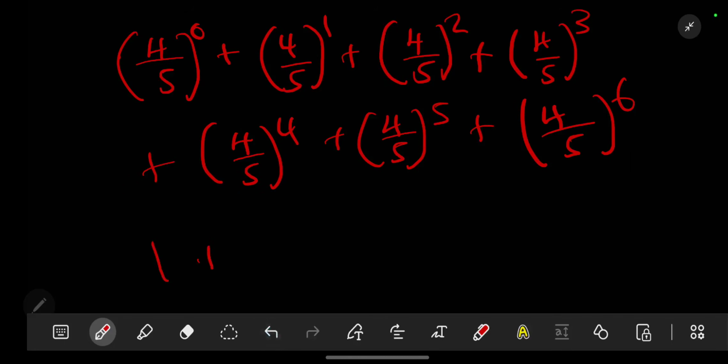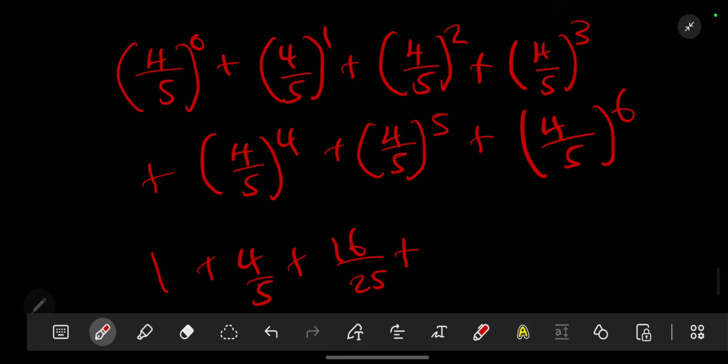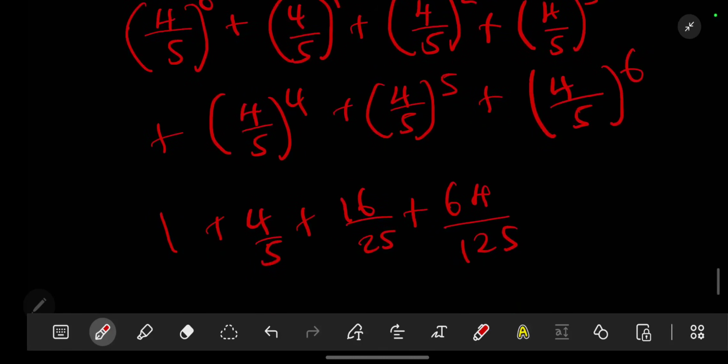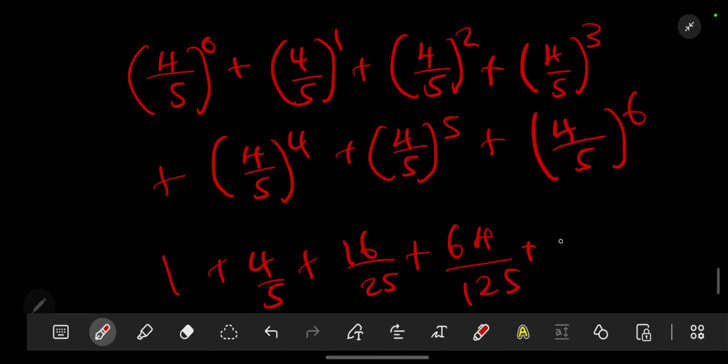So we have 1 plus, this will be 4 over 5, plus 4 to the power 2 is 16 over 25, plus 4 to the power 3 is 64 over 125. You can continue like that, but we can make a mistake. That's why it's not so good to go with this approach until you reach your value. You can do that, but it is not a very good approach, as you can make a mistake. You can continue if you want.